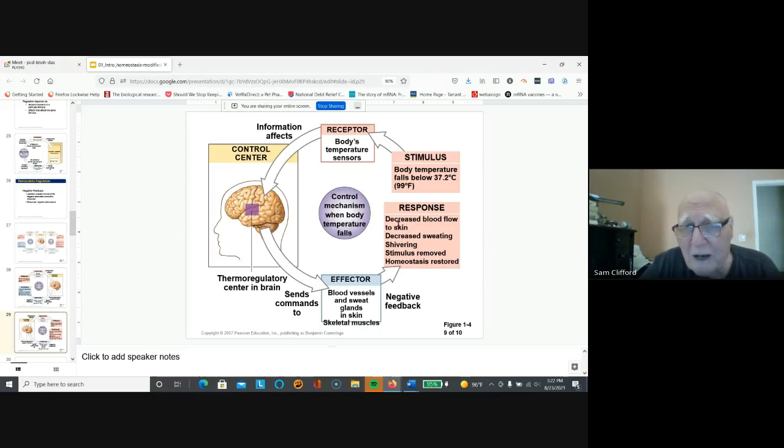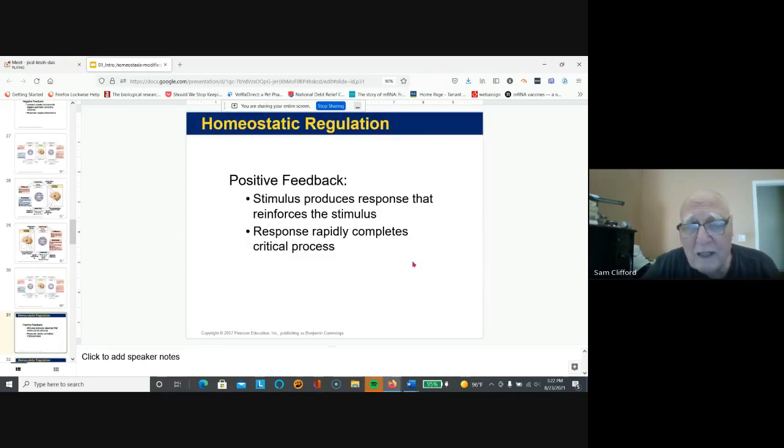So if the temperature is dropping, you're going to have decreased blood flow to the skin. That's why when it's cold, your face is not red. Decreased sweating, shivering, and the stimulus is removed. You may put on a coat, you may go inside, but the temperature has to be negated. Okay, we're finished with that.